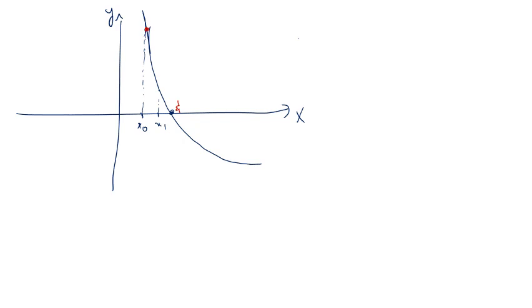If I join this point and this point by a straight line, roughly I'm drawing the straight line, it comes like this. Then this is the next approximate root x2. This is secant method.